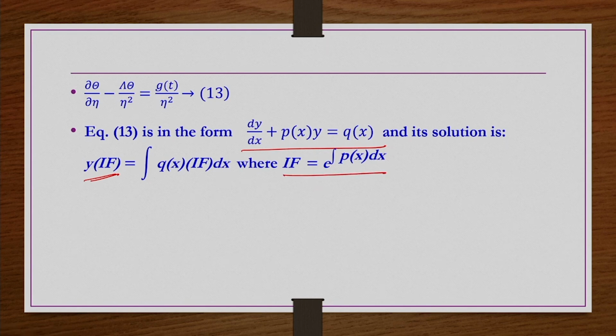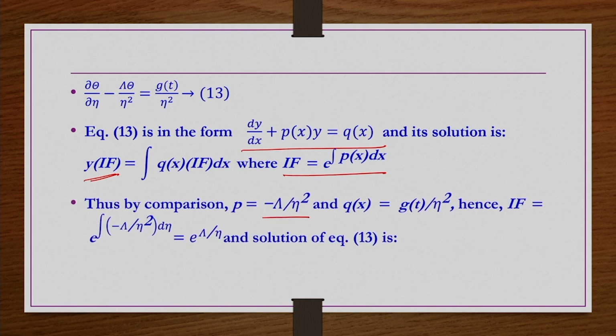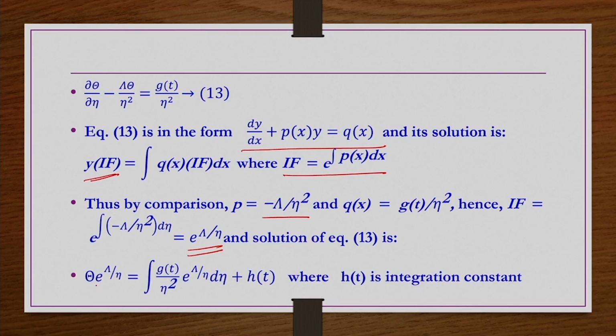So, here p is nothing but minus lambda by eta square, and q is equal to G(t) by eta square. Hence, the integration factor would be the exponential of the integral of minus lambda by eta square d eta, which equals the exponential of capital lambda by eta. The solution would be theta multiplied by this IF, the exponential of capital lambda by eta, equals the integral of G(t) by eta square multiplied by IF, integrated with respect to d eta, plus an integration constant, which is again a function of time.